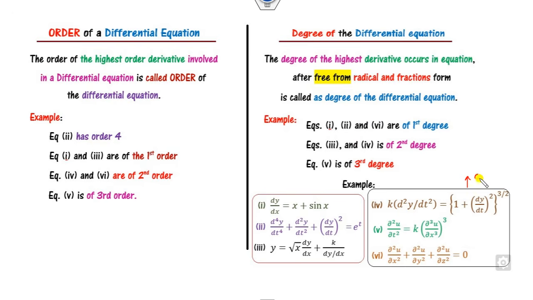You can first square both sides. Once you square both sides, then it will be power 2 and it is free from here. Now it is free from the radicals, it is free from the fraction. The highest order is my 2, so the degree is again 2. So the fourth option is of second order. In this case the highest order is 3, so the power is 3, so that's why it's of the third degree.